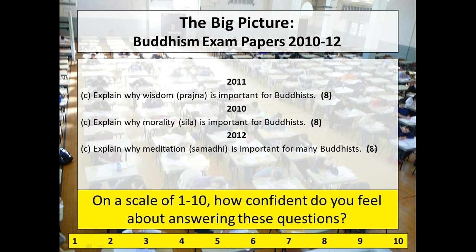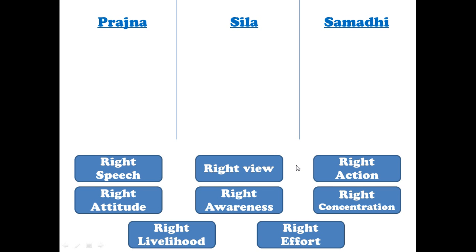So these 8 markers are really crucial for your exam success, because obviously they're the highest marker questions, so it's really crucial that we feel confident about all of these. So you can ask yourself now, how confident are you about answering these questions? What I'm going to do in this video is show you 3 model answers for all of them, more or less straight away, and then you can replay the video until you feel confident about giving an answer to these questions, because it is very likely that one of these questions is going to come up again in this year's exam. So let's categorize the Eightfold Path into Prajna, Sila or Samadhi.